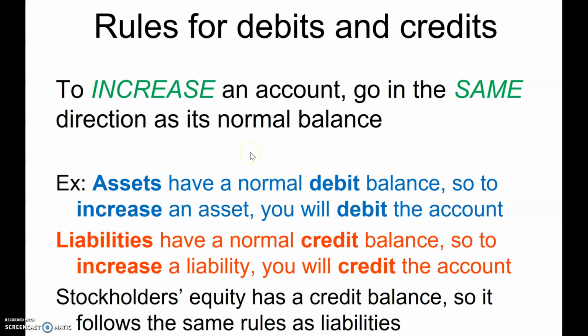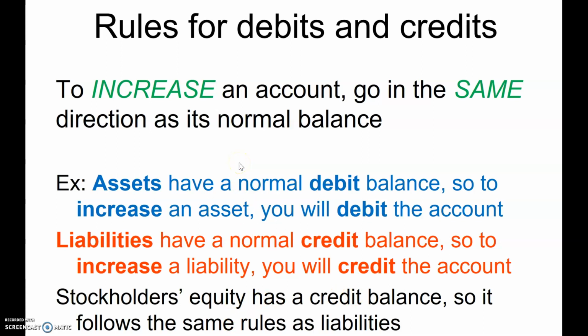So if we're increasing an account, we go in the same direction as the normal balance. So assets have a normal debit balance. That's what they've been assigned. So if an asset is increasing, you debit it. Liabilities have a normal credit balance. So if you're increasing a liability, you credit it. Stockholders' equity has a credit balance. So again, if we're increasing it, we credit it.